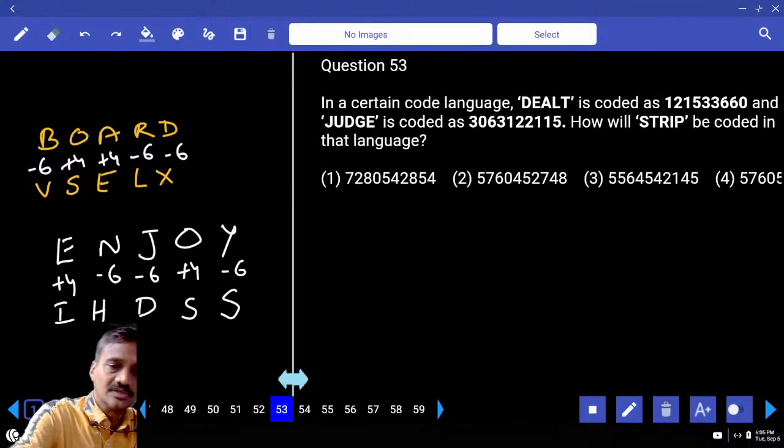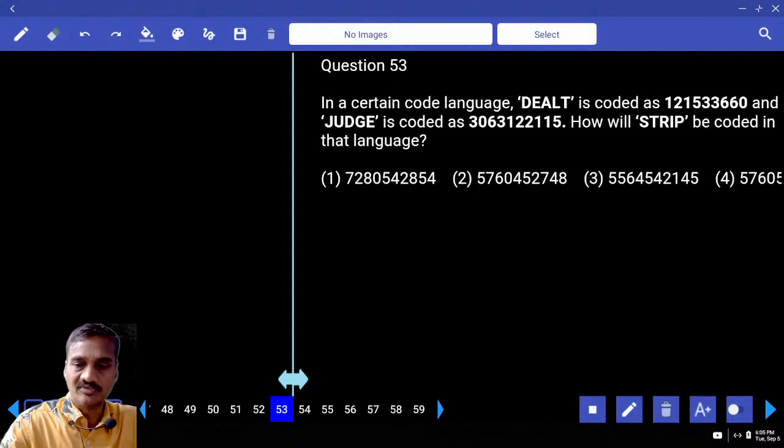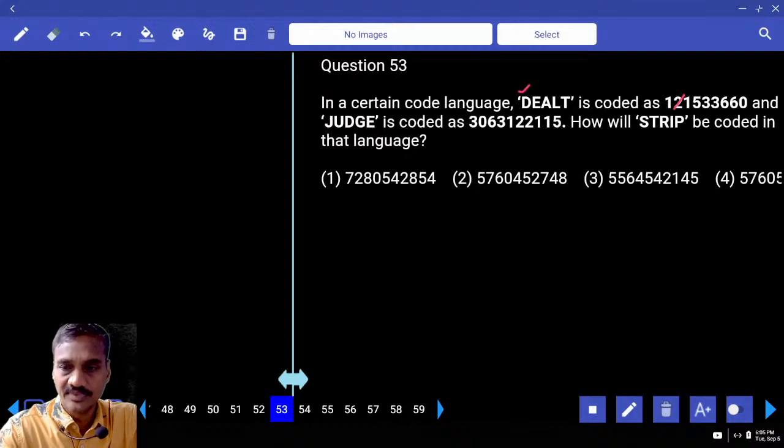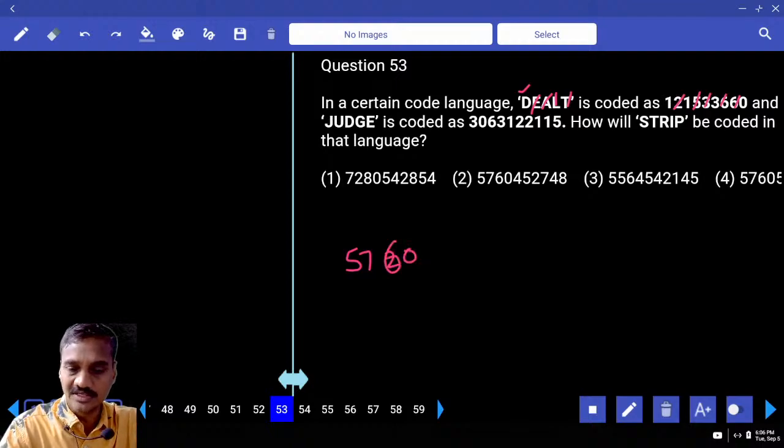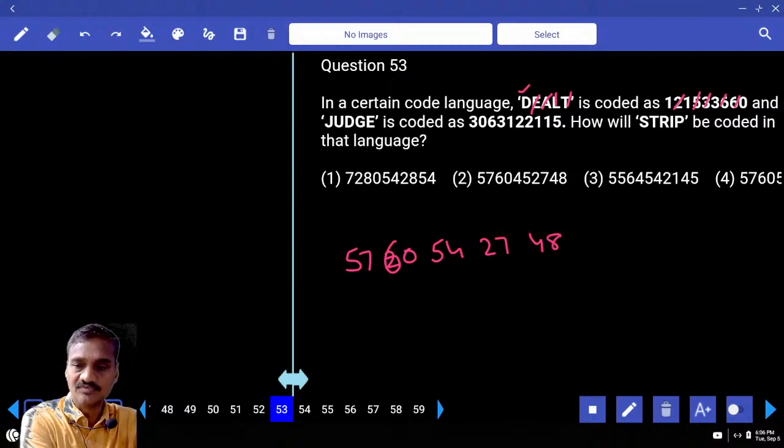Now in this one, in a certain code language, the value of each letter is multiplied by 3. D into 3 is 12, E into 3 is 15, A into 3, L into 3, T into 3. 19 into 3, how much is that one? 57. And T into 3 is 60. And next one, 18 into 3, 54. 9 into 3, 27. And 16 into 3, that is 48. 57, 60, 54, that is choice 4, question number 53.